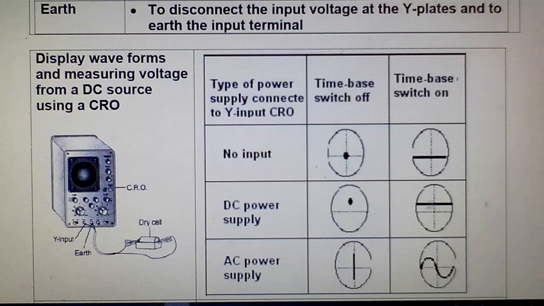Okay, if you connect an AC power supply with the time base off, the spot moves up and down, but what you observe is only a vertical line, like this. When you turn on the time base at the same time, the spot moves up and down and left and right at the same time, thus it produces a sinusoidal graph, like a wave shape. Okay, so this one shows an AC power supply.